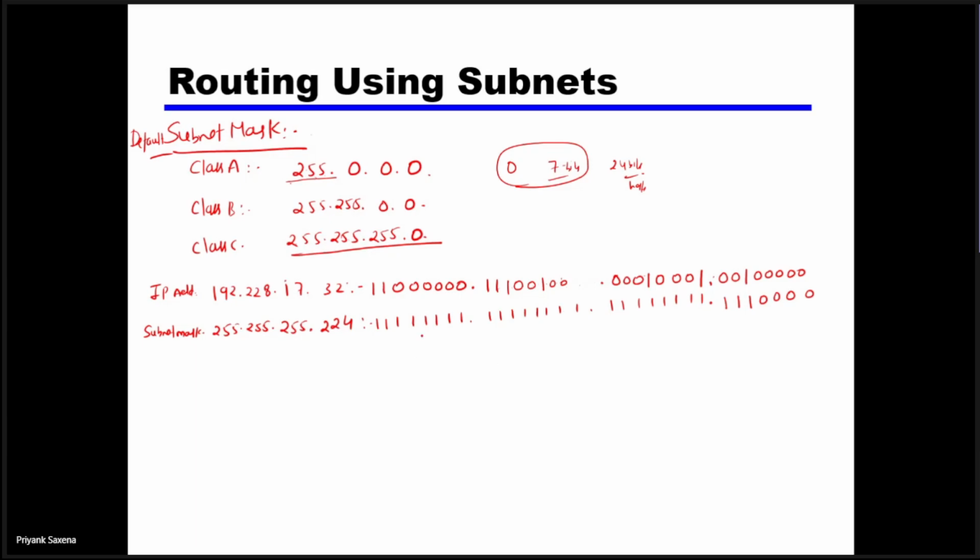Once you do the bitwise AND operation, you get the same thing for these three octets, because they are multiplied with FFH. So you get 192.228.17. But once you do the AND operation on the last octet, these are all zeros, and this is 001. So you get 001.